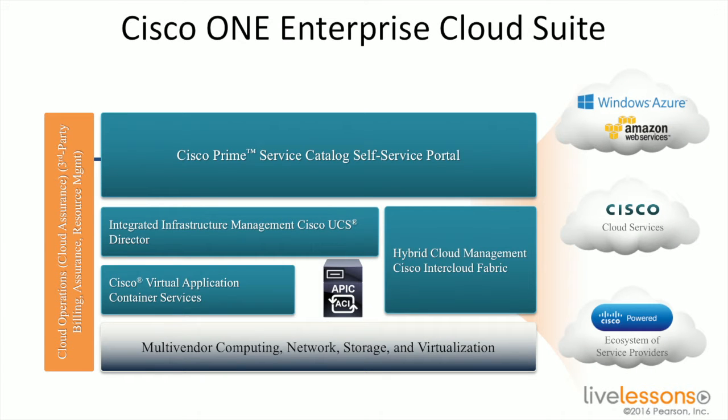So before, in previous lessons, we've talked about the Cisco One Enterprise Cloud Suite. This particular platform, as we mentioned, is a combination of a number of different products. So in this particular lesson, we're going to talk about the Intercloud Fabric portion of it. So that's the one that you're seeing there on the right. That allows you to address that whole hybrid cloud scenario.